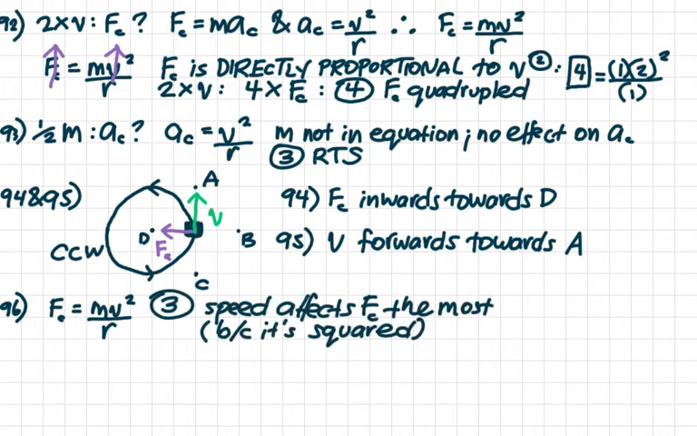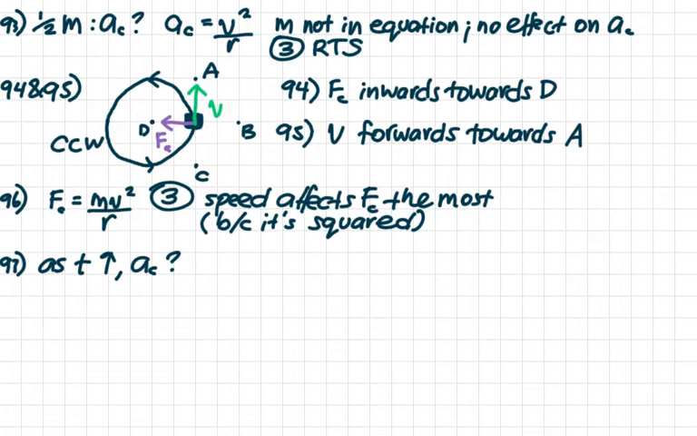All right, and that does it for 88 through 96, a whole column of problems. Let's take a look at 97. So 97 wants to know, as the time to make one lap around a circular track goes down, oops, I said goes up, hold on, down, then what happens to the centripetal acceleration?